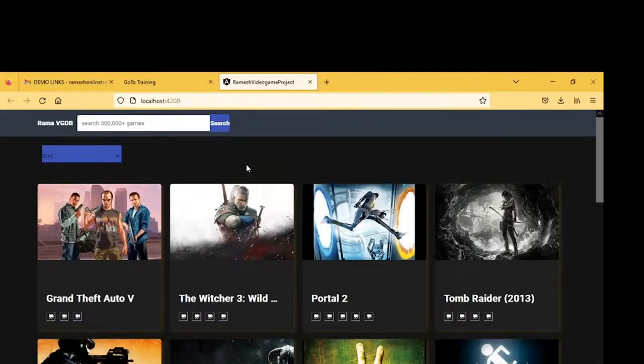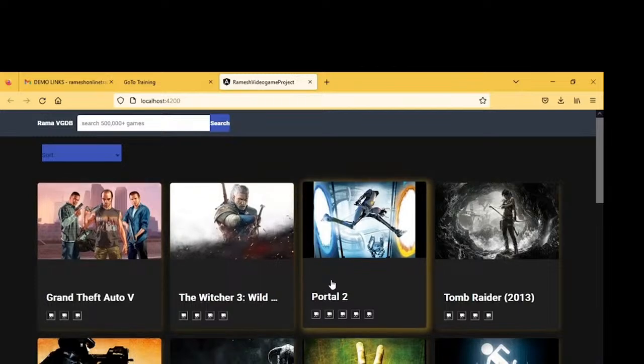So how many types of video games are there? In which devices are they available? Android, iOS, PlayStation, Xbox. All those information I will provide. If anybody goes to that application, they will find some trailers, and if they are interested, they will purchase that video game and play it at home. One of them is Grand Theft, Witcher, Portal, Tomb Raider, like that.